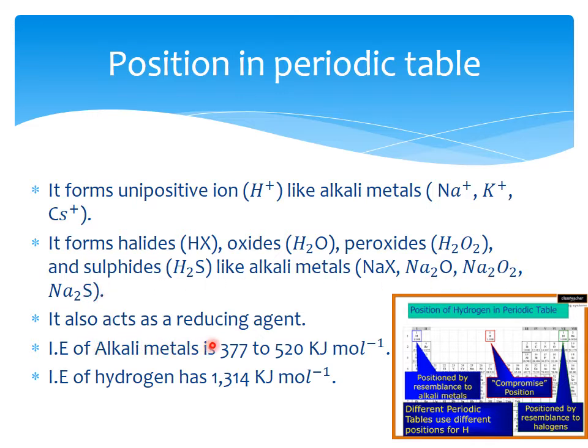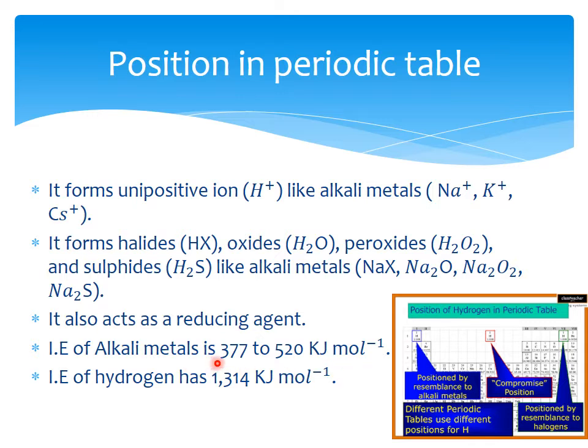Then hydrogen can act as a very good reducing agent, like alkali metals, but there is some deviation because the ionization energy of alkali metals is very low. They are ready to lose their electron because the electronic configuration has one electron in the outermost orbital. Hydrogen has 1s1. Likewise, the other alkali metals have ns1 configuration. It is ever ready to lose its electron, so the ionization energy is 377 to 520 kilojoule per mole.